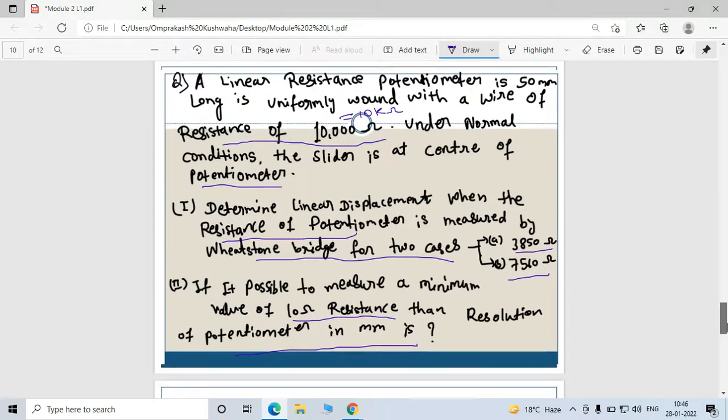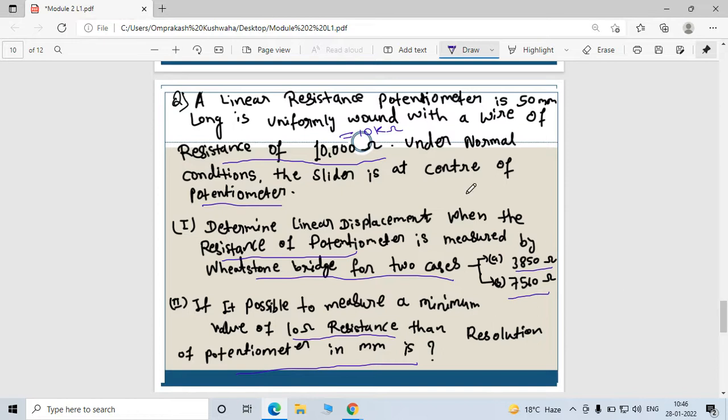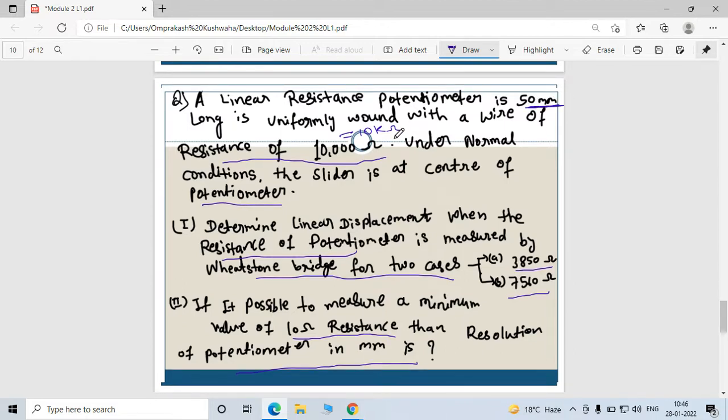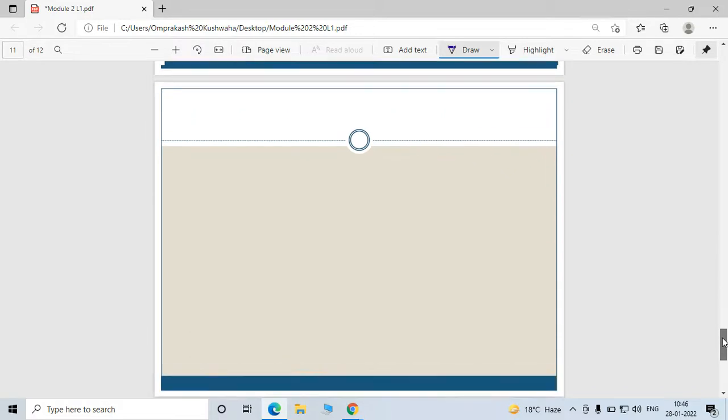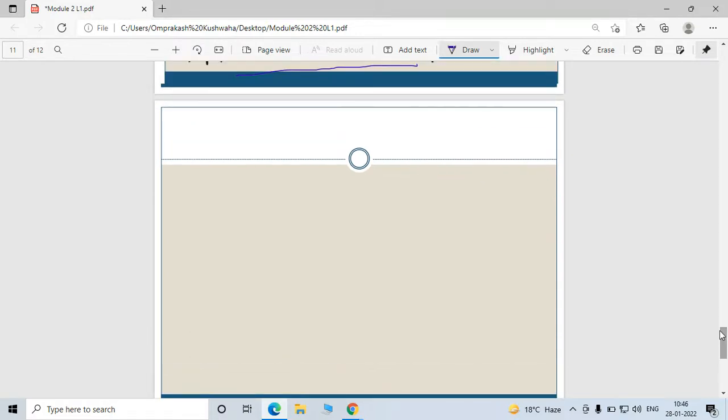What data is given to you is, total length of wire is 50 mm, and this is a uniformly wound wire, and the wire resistance is 10 kilo ohm. So draw the circuit and solve it.